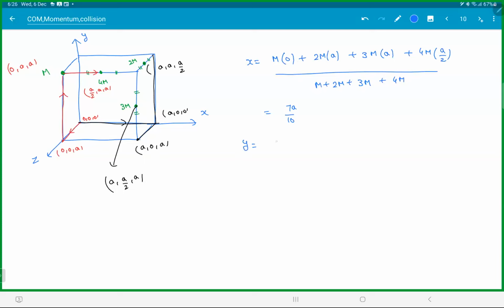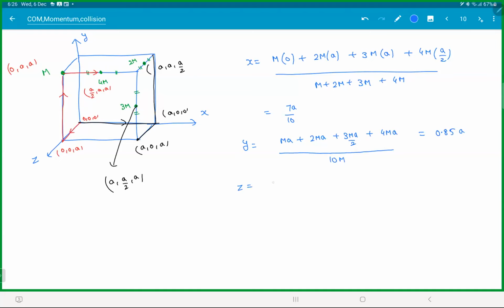I can do the same thing for this one. This would be ma, 2ma, 3ma by 2, 4ma by 10m. The m anyway cancels off, and this would be 1 plus 2, 3, 4, 7, 7 plus 1.5, 8.5 by 10, so 0.85a, or you can simplify however you want. 17 by 20 will come.